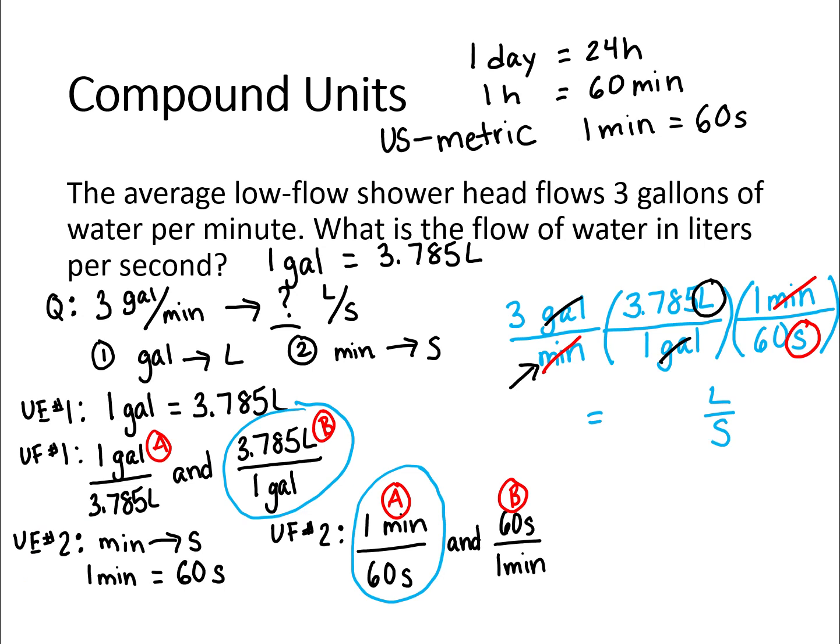When you put this into your calculator, you're going to say 3 times 3.785. Then you're going to divide by 60 because the 60 is in the denominator, and that means you're dividing. So don't forget that. Put that into your calculator and see what you get.